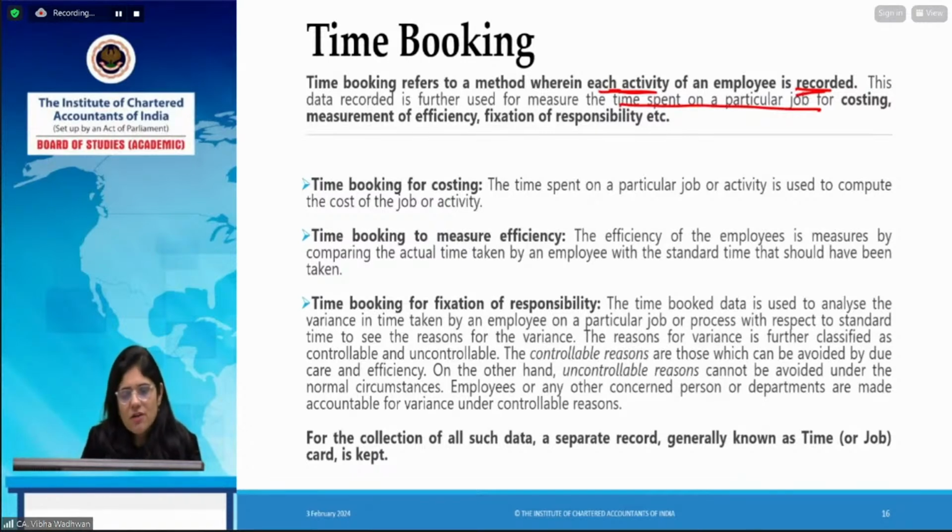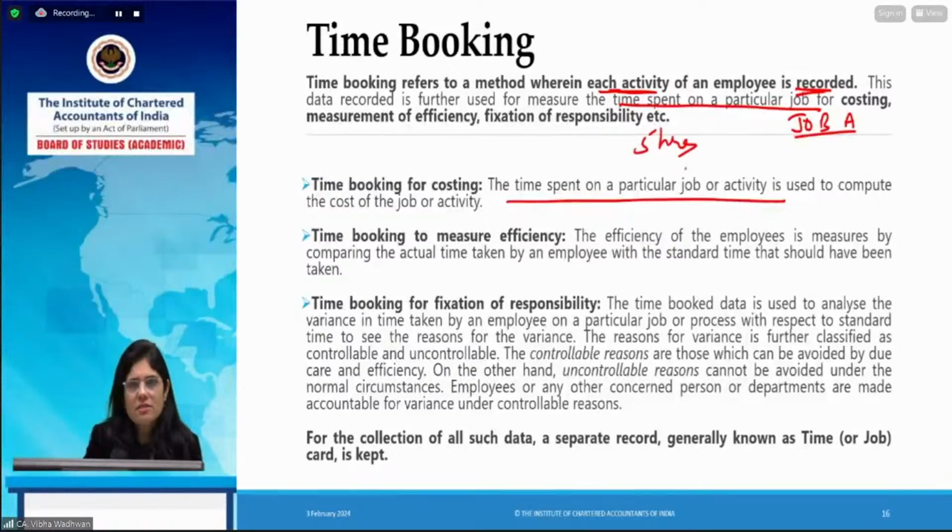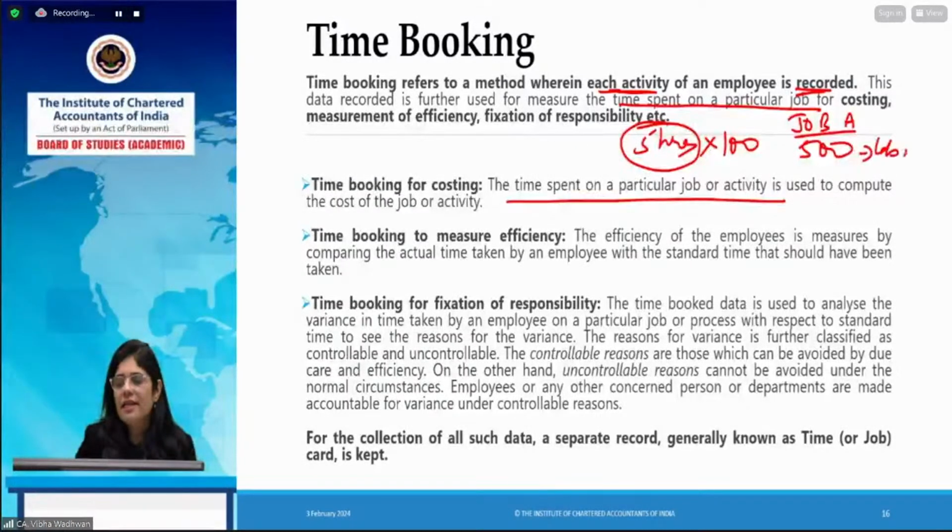So for costing, of course, the time spent on a particular job is required to compute the cost of the job. Clear? So if he is working on job A and he is working 5 hours, and the rate per hour which we are paying him is 100. So the labor cost for job A is 500. So it's very important to record proper time which he has taken on this job, and it helps to compute the cost of this job. So 500 is the labor cost which we have to allocate to job A.